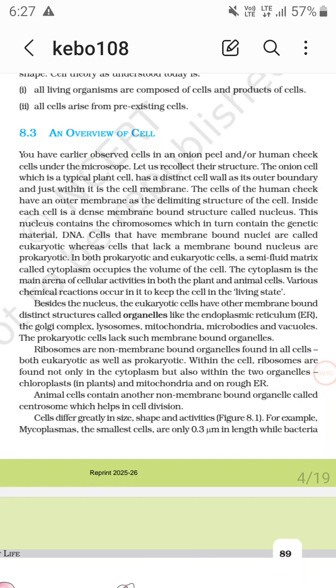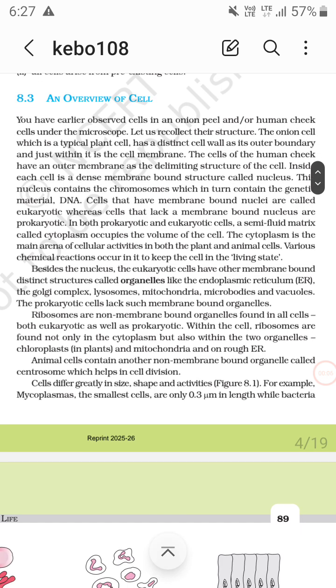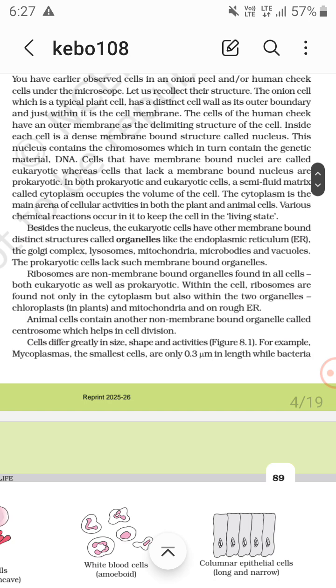So like eukaryotic cells. The ribosomes, these are non-membrane bound organelles found in all cells, both eukaryotic and prokaryotic. Ribosomes are also found in two organelles, in chloroplast in plants and in mitochondria, and on rough endoplasmic reticulum. Now, animal cells contain a non-membrane bound organelle, the centrosome. Centrosome is made up of two cylindrical centrioles which lie perpendicular to each other, that helps in cell division.